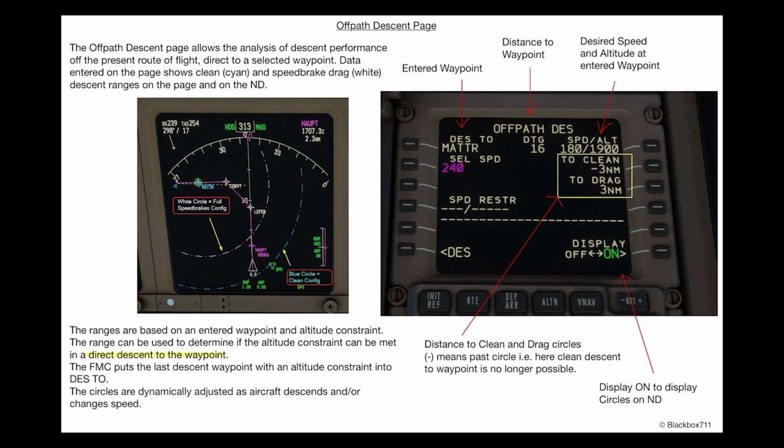Then in the yellow box, you can see 2 clean, 2 drag. That means the distance to either the clean or the drag circles. And a minus sign means that you've already passed that respective circle. So clean again would be cyan. So here in the picture on the left, you can see we're in between the cyan and the white circle. And yes, so that means we're 3 miles within that clean circle, which means we're going to have to add some drag. Maybe not full speed brakes, but let's say half speed brakes.